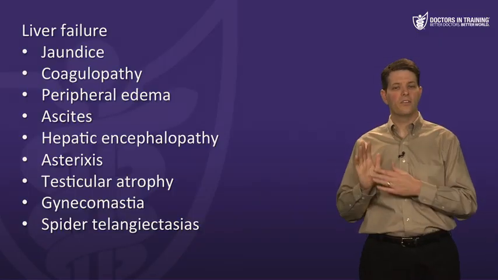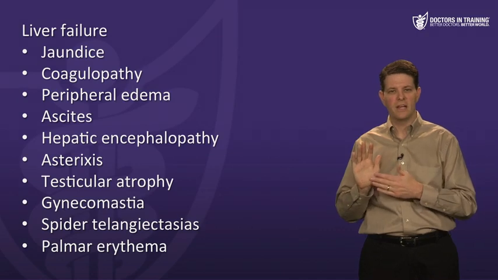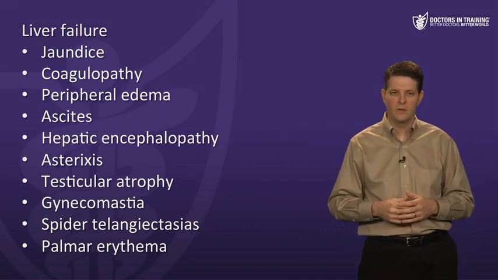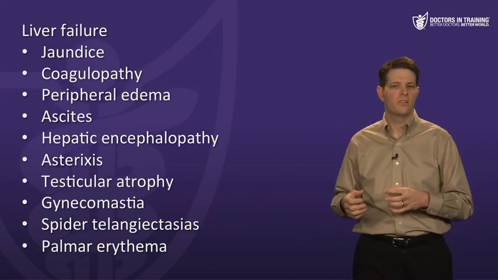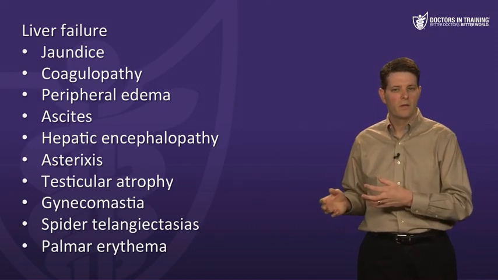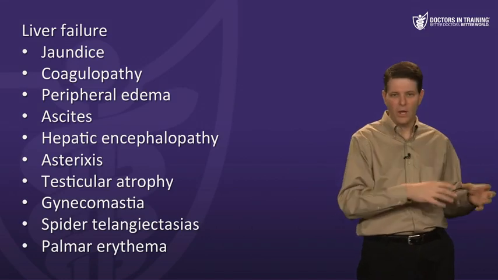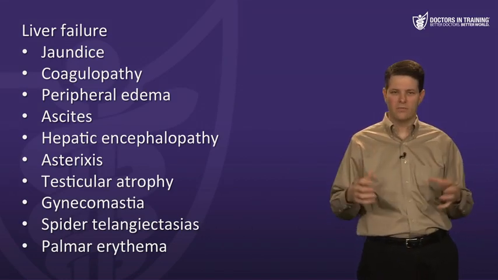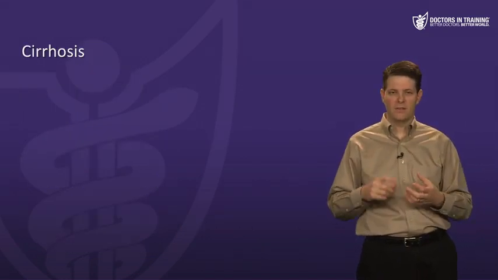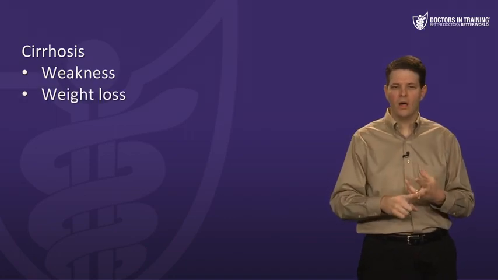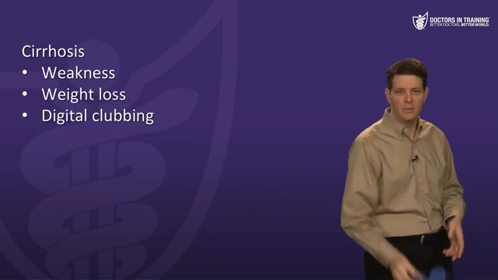High estrogen also causes palmar erythema, so these patients can have redness on the palms of their hands. So those are the signs and symptoms of cirrhosis that are related to liver failure. Then there are also a few other signs and symptoms that either don't fit neatly into either portal hypertension or liver failure, or they're just sort of nonspecific. Patients can have weakness, they can have weight loss, they can have digital clubbing.